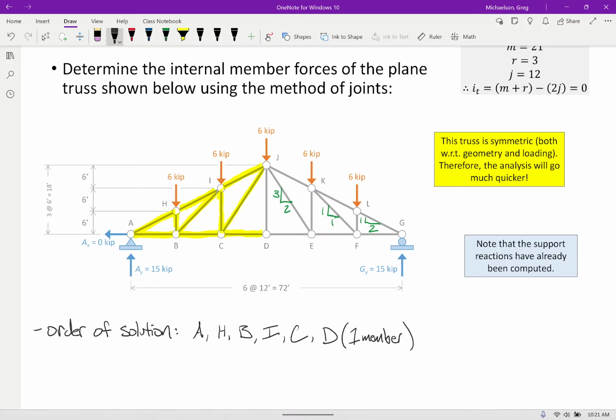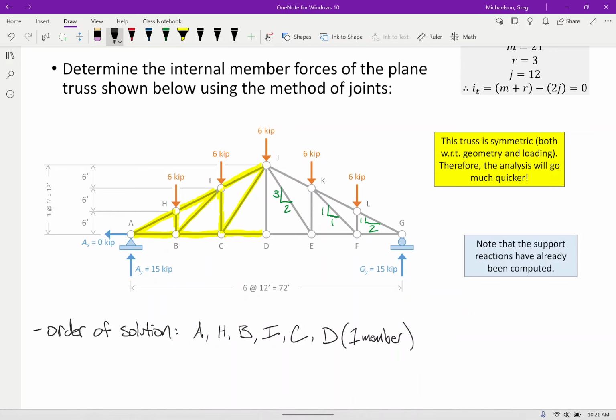Like if I were to take this 6-kip load at K and just make it go away, I'd have to solve the whole truss. I'd have to do the whole thing. But because everything's symmetric, I don't have to worry about that. When I've solved joint A and I get these two members, I get these two members as well. So when I solve joint H and I get this one and this one, I get this one and this one for free. I have to consider that. So when I get to this joint, this is kind of my last joint, because there I'll know everything from the other side. Does that make sense?